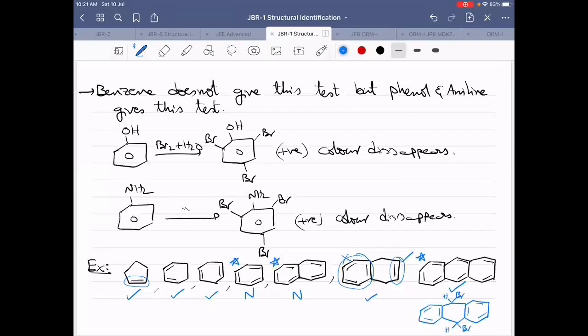This is a compound. So the Br2 molecule is breaking down to add bromine atoms here. Therefore, the color will disappear. Okay? Copy this page also. This also you have to remember, phenol and aniline.